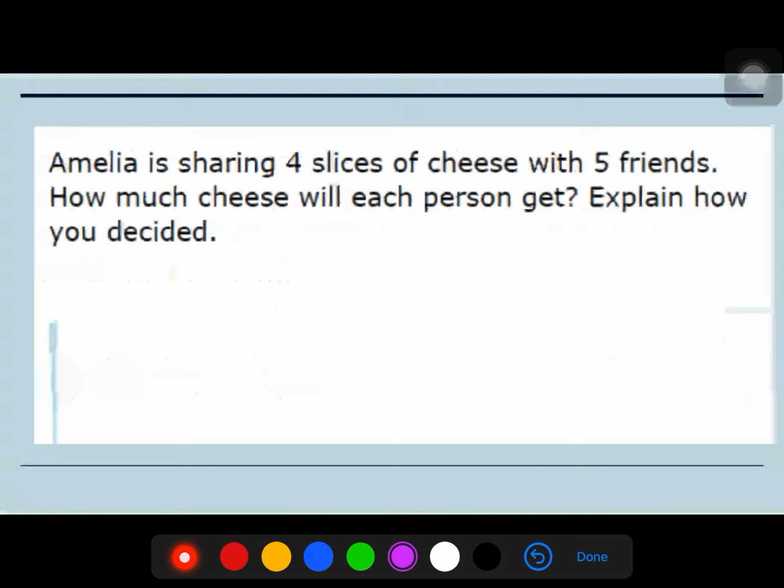How about if Amelia is sharing 4 slices of cheese with 5 friends? How much cheese will each person get? Explain how you decided. Well, first of all, does she have enough cheese that everyone would get their own slice? No, she only has 4 slices, 5 friends. So we know that each person is getting less than 1 piece. 4 slices being divided amongst 5 friends. How much of a piece do you think each person is going to get? 4 divided by 5. 4/5 of a piece.